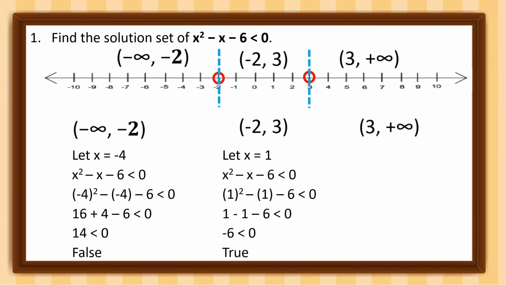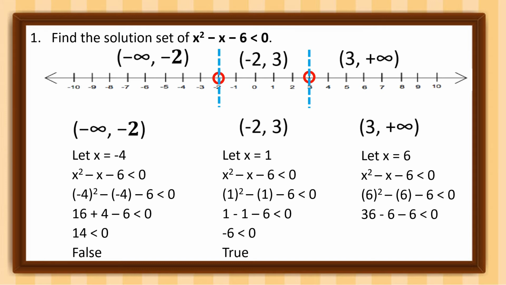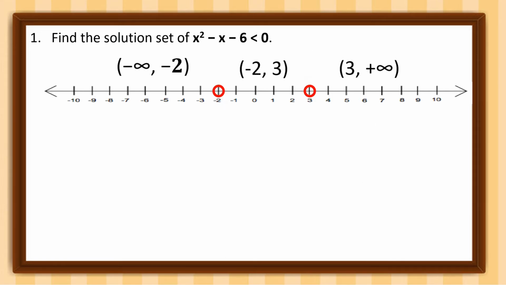Now how about the third interval, which is from 3 up to positive infinity, but 3 is not included. So I want my testing point to be 6. And we will substitute 6 for x. And we will have 6 squared minus 6 is less than 0. And 36 minus 6 is less than 0. And 24 is less than 0. Do you agree that 24 is less than 0? No. Therefore, it is false.